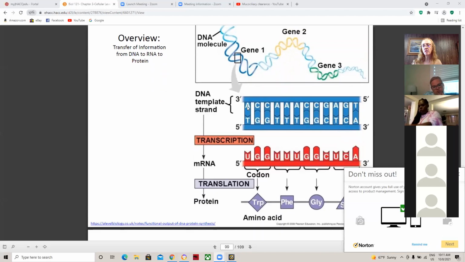So the DNA template strand, taking this one right here, is going to transcribe into an mRNA strand that's A with U, C with G, C with G, A with U, A with U, A with U, C with G, C with G, G with C, A with U, G with C, T with A. So it's a 1-to-1 conversion over.